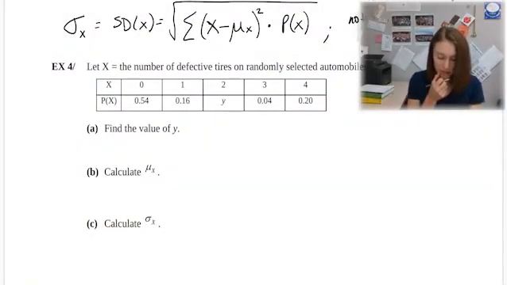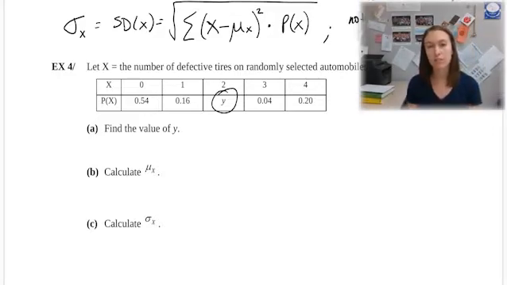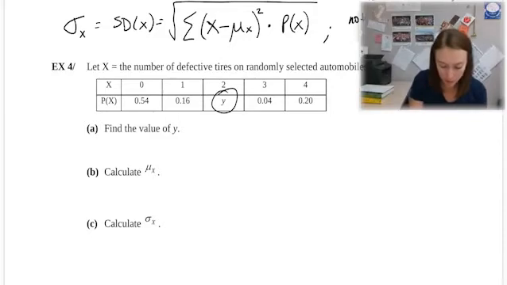Let x equal the number of defective tires on randomly selected automobiles. So we have defective tires, and the probability of that number of defective tires. Find the value of y. If you notice, I don't have the value of y. Now in a probability distribution or a probability table, all these probabilities have to add up to 100%.